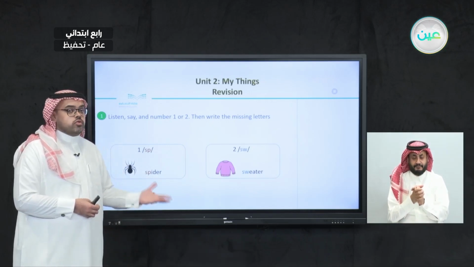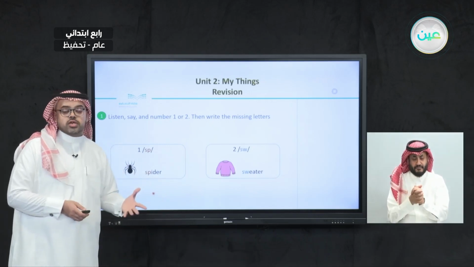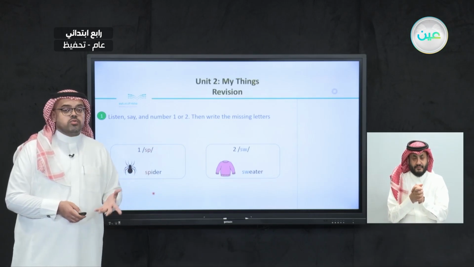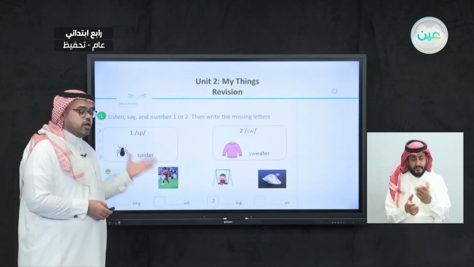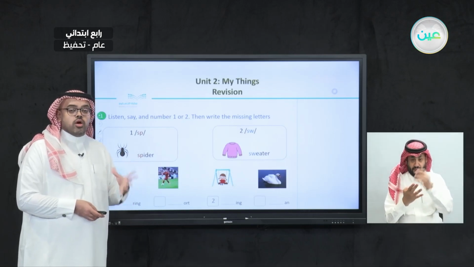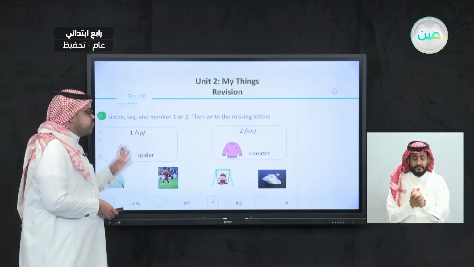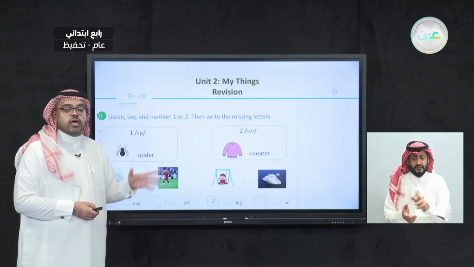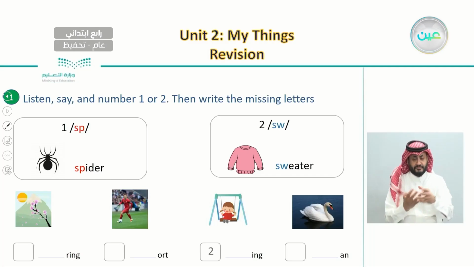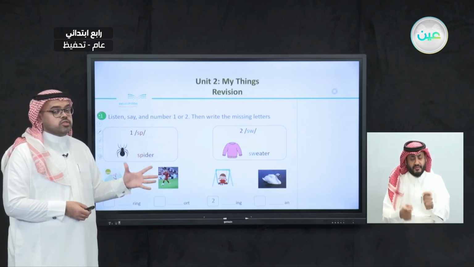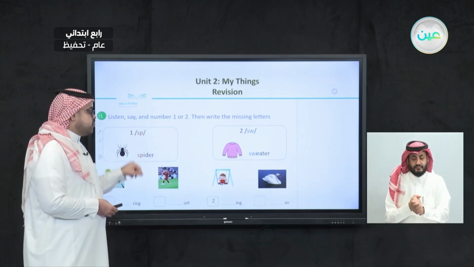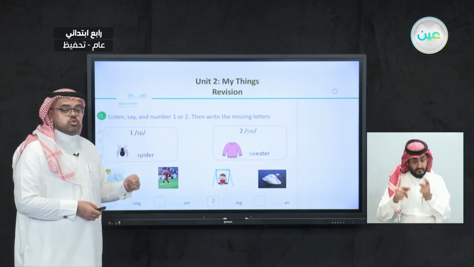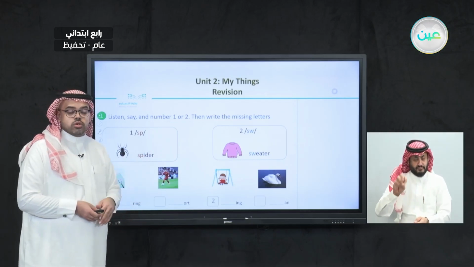After listening to these different words and sounds, it is time that we move on to the exercise. Knowing these different sounds, spider and sweater, we can do the other parts, which is to number these words. We listen to these words and we number them. If they have the first sound, which is S and P, then we're going to write number 1 on these words.